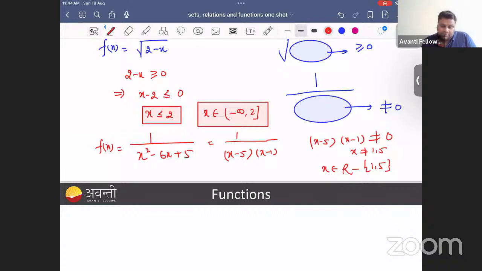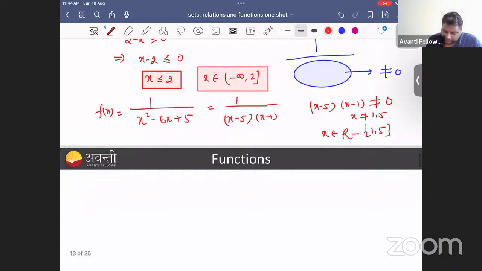Domain is x belongs to R minus {1, 5}. Now see the next question. f(x) is 1 upon under root of x minus 5.